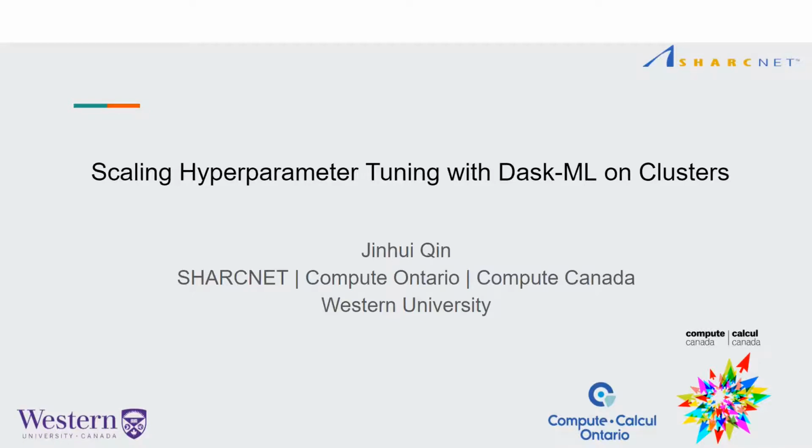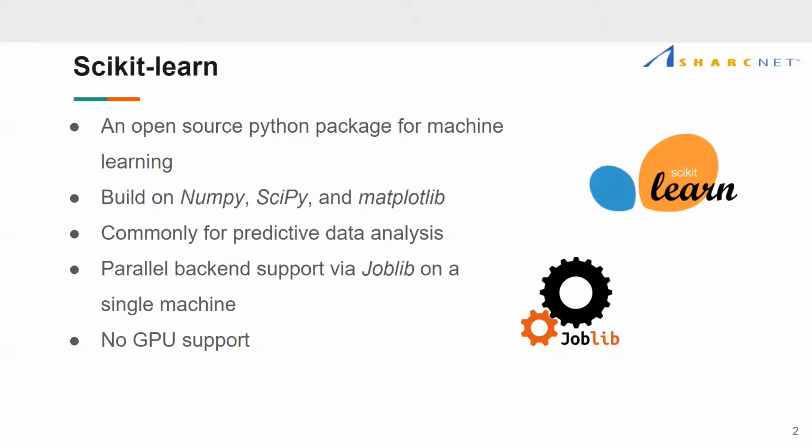Okay, let's get started. Let's first take a look at some general features of Scikit-learn. It is an open source Python package for machine learning, so it is accessible to everybody, and it is reusable in various contexts. It was built with NumPy and SciPy for numerical and scientific computing in data analysis, and with tools from Matplotlib for data visualization. It is commonly used for predictive data analysis. For example, it has efficient tools for building a predictive model.